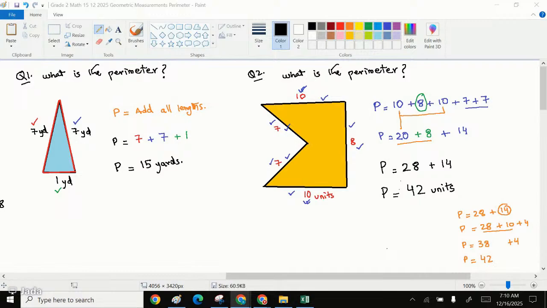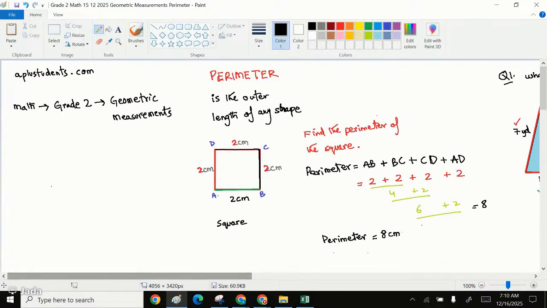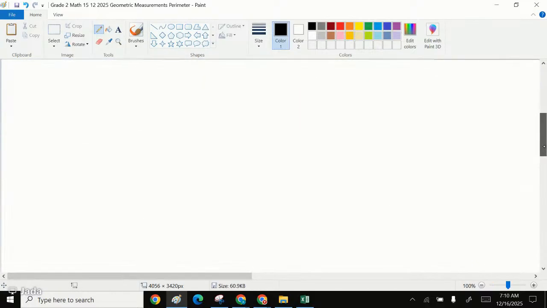Okay, great. Let's move on. If we all agree on this, if there is any question, please ask, or we move on to the next question. The next question is a square. Let's see what we can do with a square. Question number 3 says, find the perimeter.